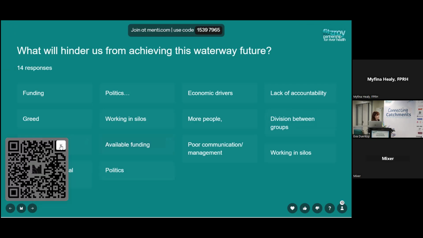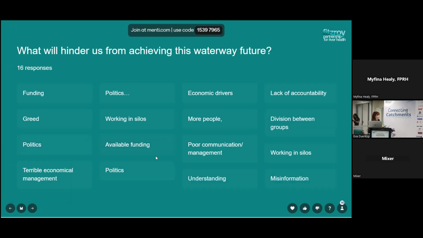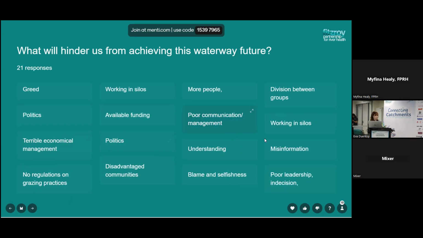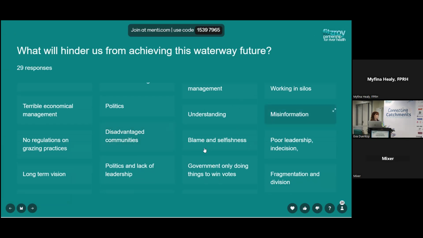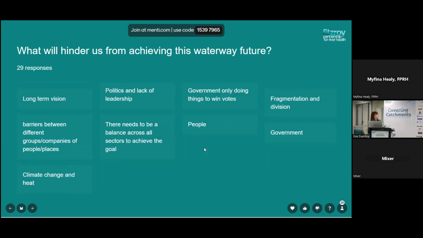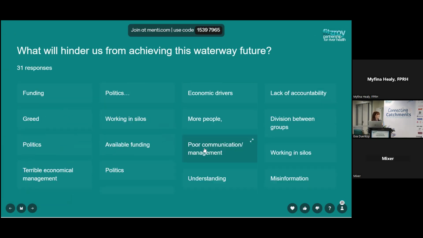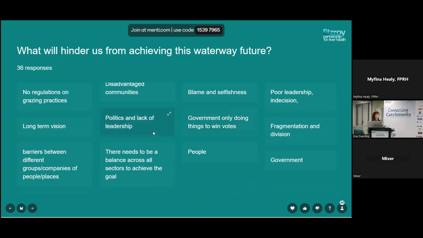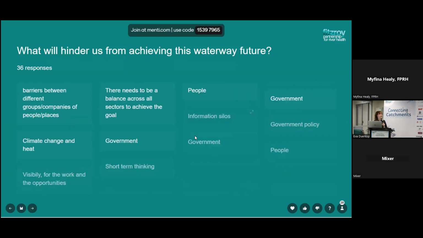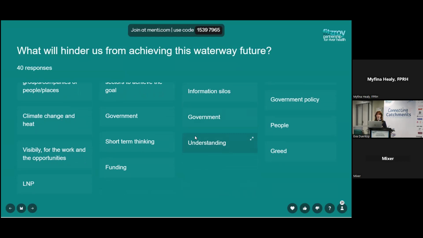It's really interesting that we were seeing so much about communication and honesty in the previous one, and that's coming up again here in the hindrance section as misinformation and lack of communication. Politics. Yeah, politics is coming up a lot. And we heard some talk about funding and how that can be quite a limiting factor already today.